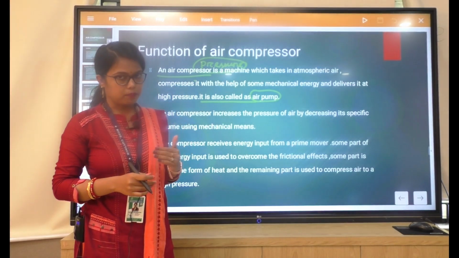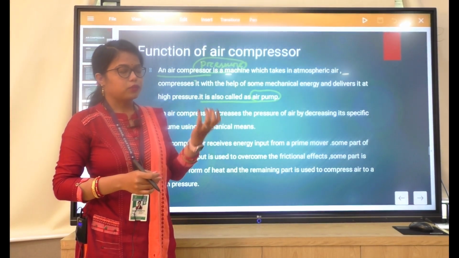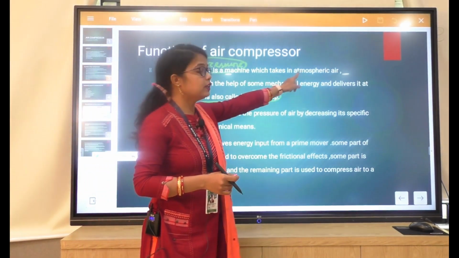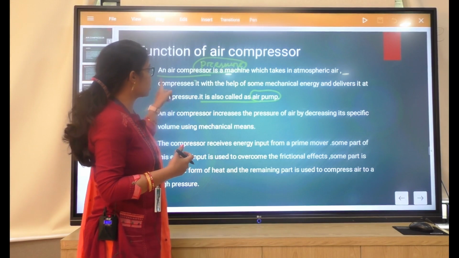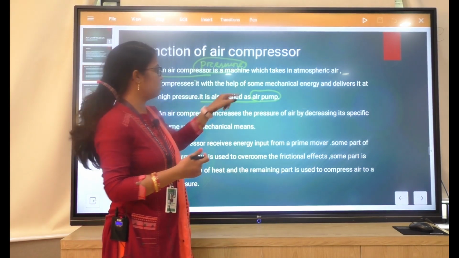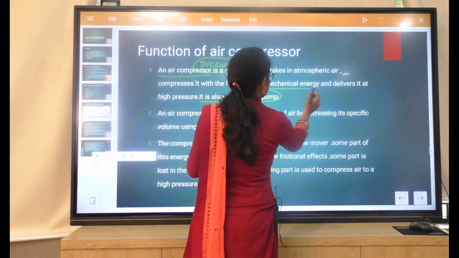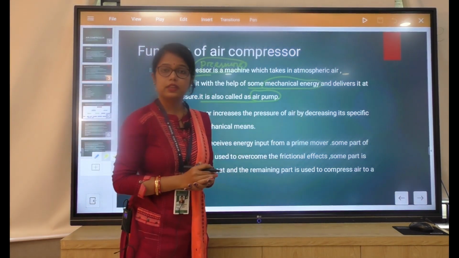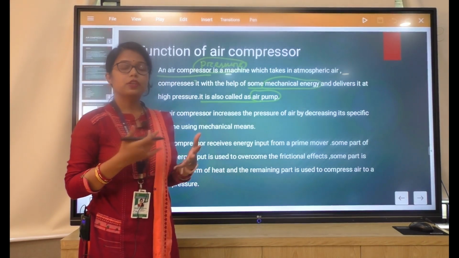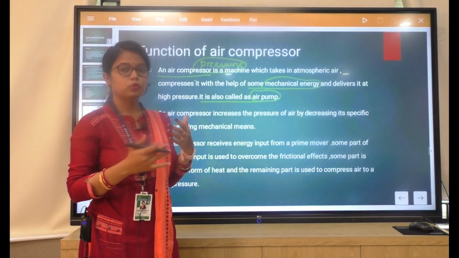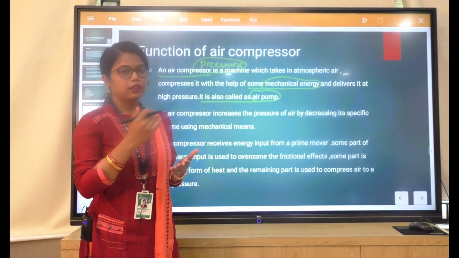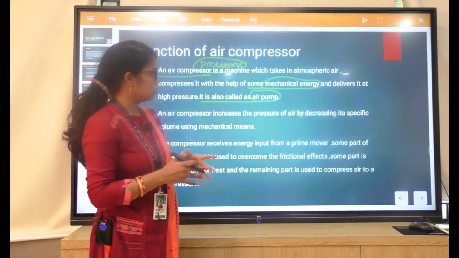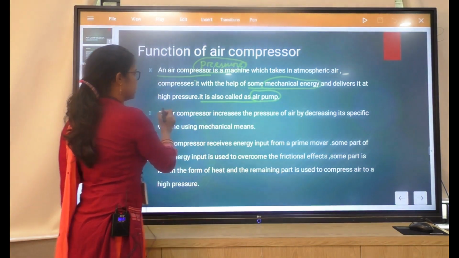In that air compressor, we are taking in the atmospheric air, then compressing it with the help of some mechanical energy. What do you understand by this? With the help of some mechanical energy. That means air cannot be compressed automatically, we have to supply some energy, and with the help of mechanical energy, air is compressed and delivered at high pressure.